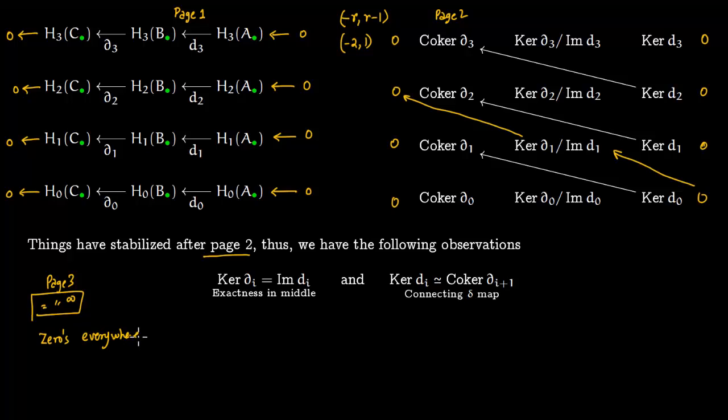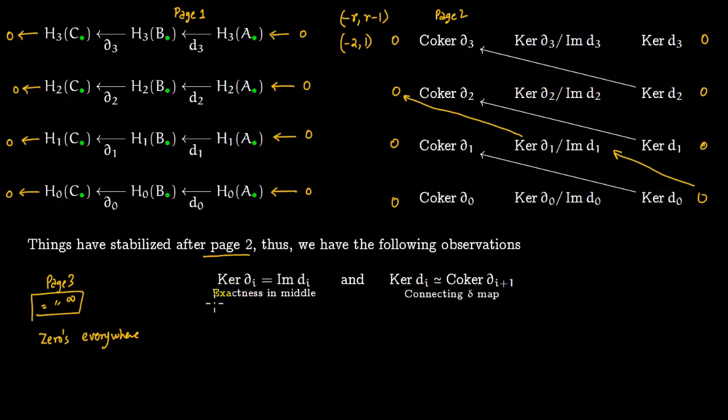So that means page 3 will also have zeros everywhere because page infinity has zeros everywhere. So if page 3 has zeros everywhere, that means this group is already stabilized. 0 is going in and 0 is going out. So this is going to be the same on page 3, but on page 3 it has to be 0. So that means kernel of delta 1 is equal to image of D1. Similarly here, kernel of delta 2 is equal to image of D2.